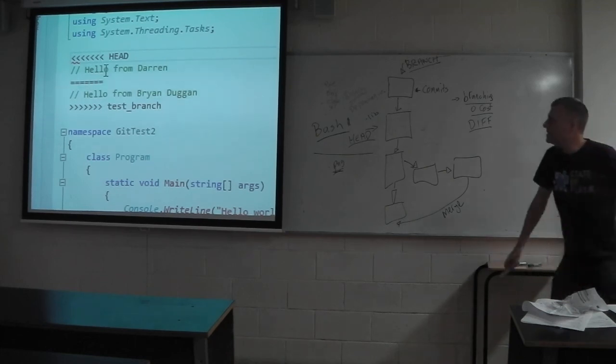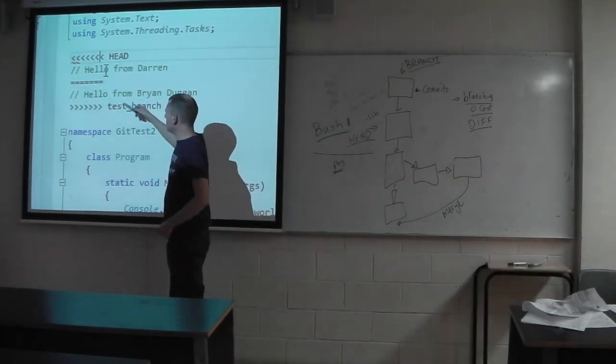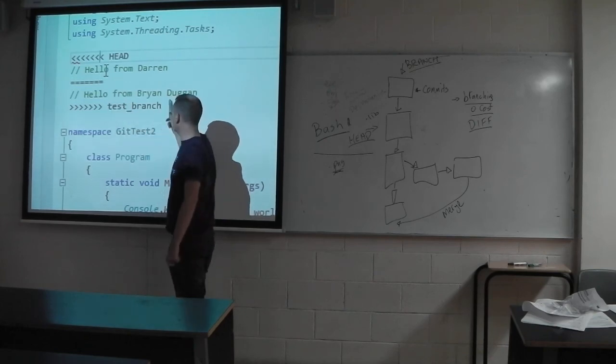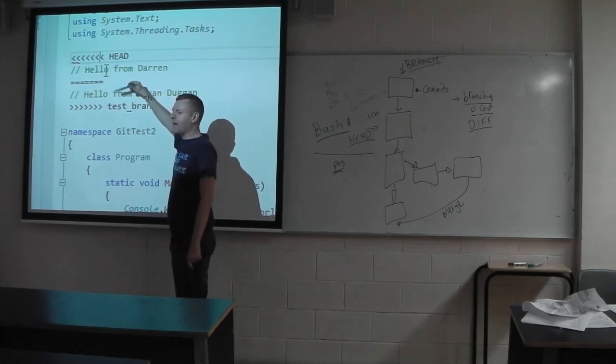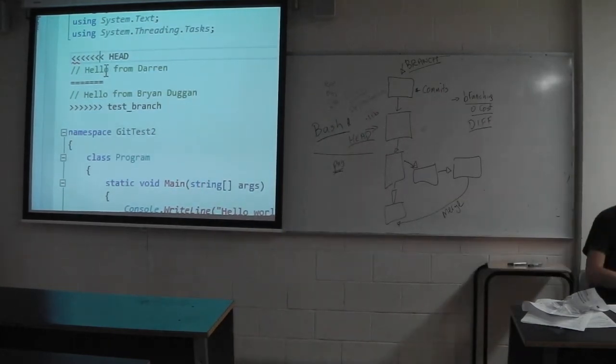And it said that this is the head, this is the branch you're currently on, and it says hello from Darren. This is the branch you're trying to merge in, and it says hello from Brian Duggan. And you just edit out the bit that you want to keep and then commit, and then you've resolved your merge conflict.